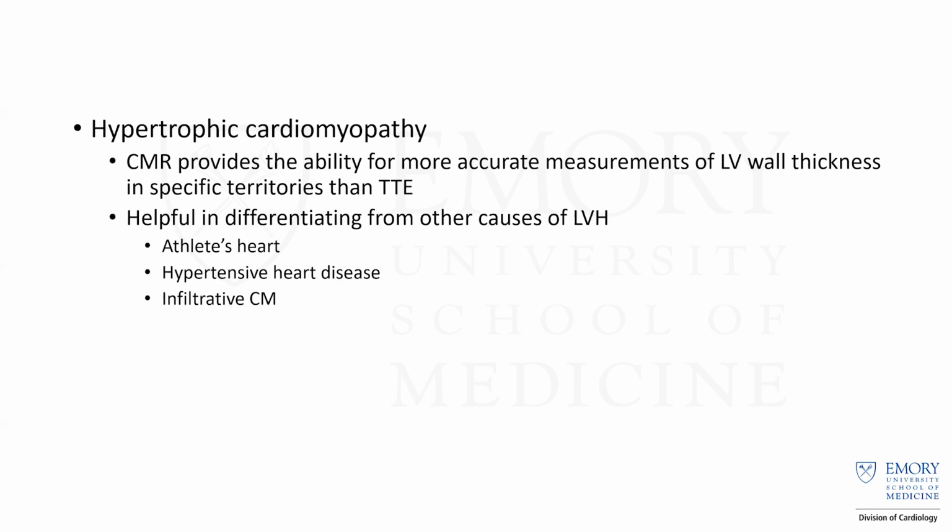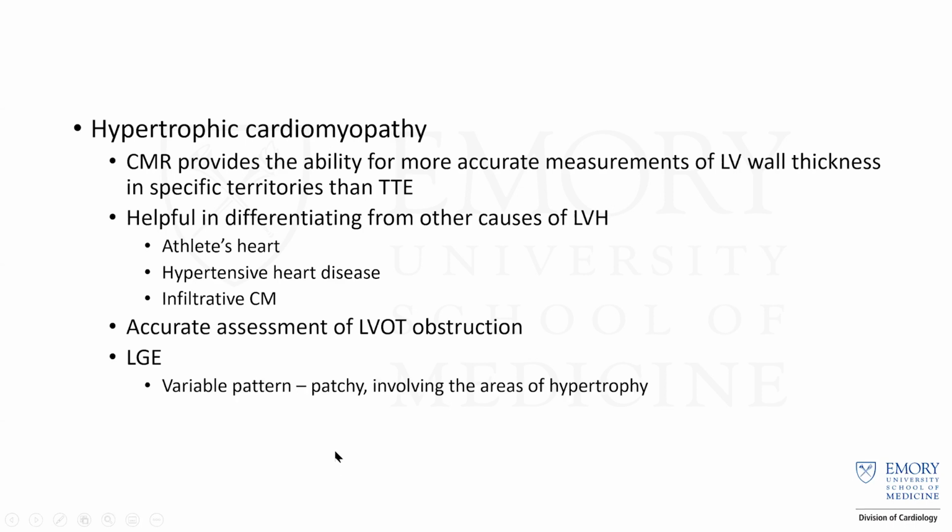So with infiltrative, you'll expect to see abnormal T1 times and gadolinium enhancement. With hypertensive heart disease and athlete's heart specifically, you won't expect to see any gadolinium enhancement or abnormal T1 mapping. It's helpful for the assessment of the LVOT obstruction, and then usually in the areas that you have hypertrophy.